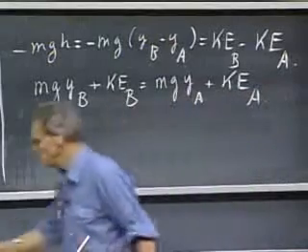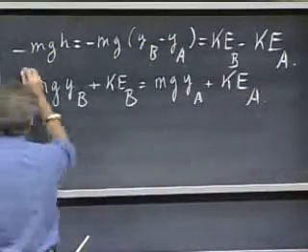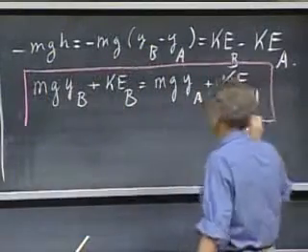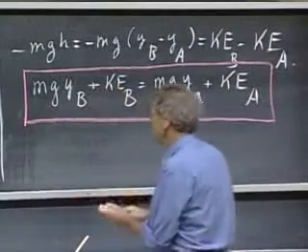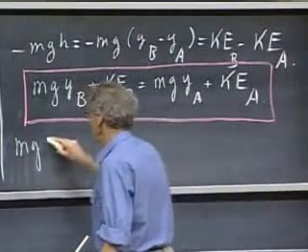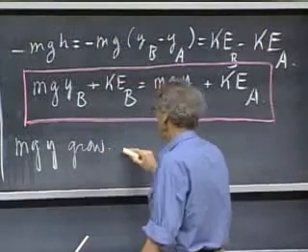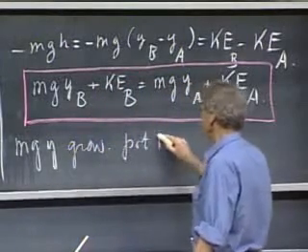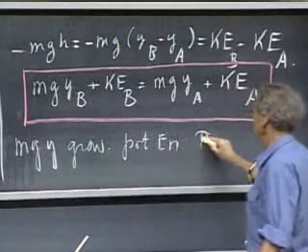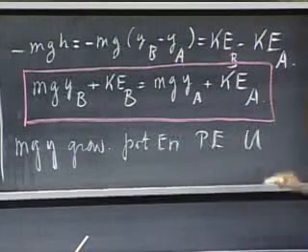And this is truly an amazing result. We call mgy, we give that a name, and we call that gravitational potential energy. Often we write for that PE or we write for that a U.